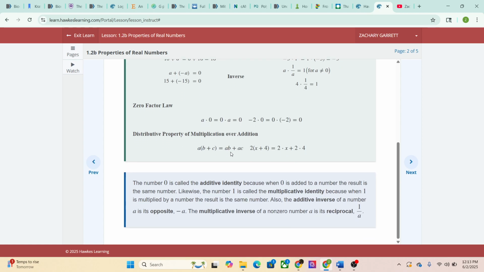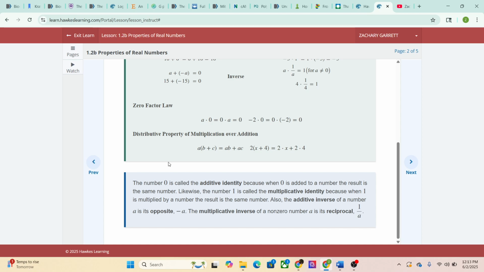Distributive property of multiplication over addition. This is my favorite property. So what we do is we take a, times it by b, take a, times it by c. So 2 times x plus 4 equals 2 times x plus 2 times 4.